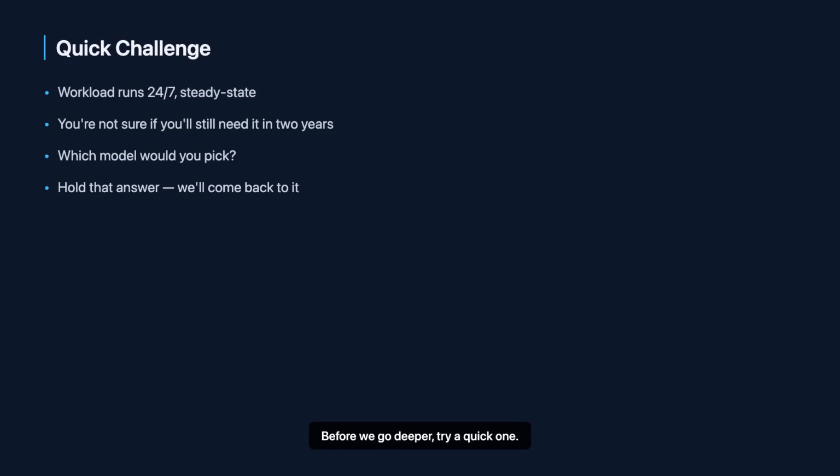Before we go deeper, try a quick one. Picture a workload that runs 24/7, completely steady state, but you're genuinely not sure whether you'll still need it in 2 years. Maybe the project gets cancelled, maybe it gets replatformed. Which model would you pick? Hold your answer. By the end of the mechanics section, you'll have everything you need to defend a choice, and the answer is not as obvious as it sounds.